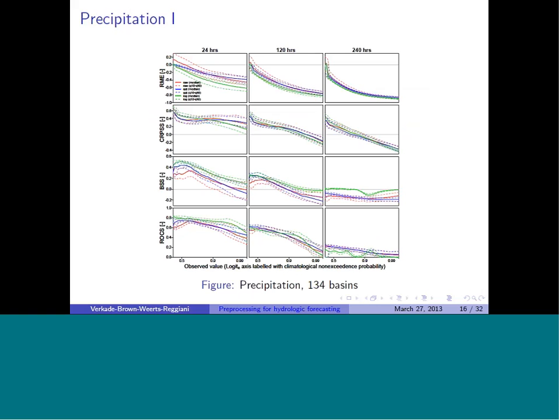What we see here is that we have precipitation for 134 basins. Again, we have the 3 different lead times. We have the same scores that we saw just now in the case of temperature. What we see here is that if you move from the red line, which is the uncorrected forecast, to the quantile-to-quantile transform forecast, in some cases there's an improvement, and in some cases at the higher values of the observation, there's actually not an improvement. We're actually reducing forecast quality.